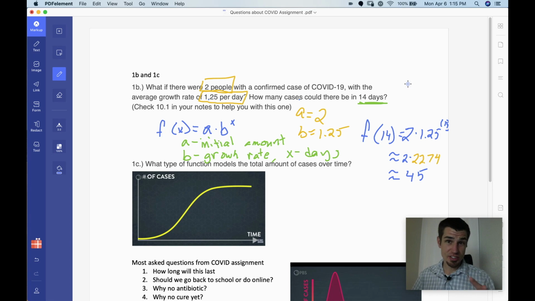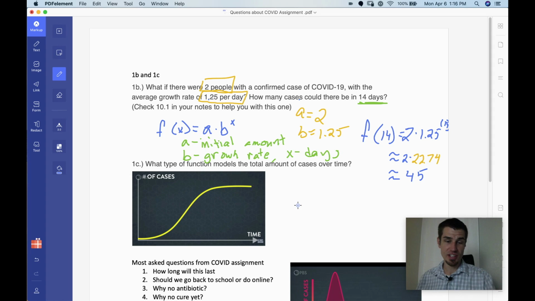The other question that was commonly missed was what type of function models the total amount of cases over time. This was the graph of that. A lot of people said exponential, and if you looked at just the very first piece of the logistic curve, then yes, it would be exponential. But if we're looking at the whole thing, the total cases over time, this is called logistic growth. This is called a sigmoid.